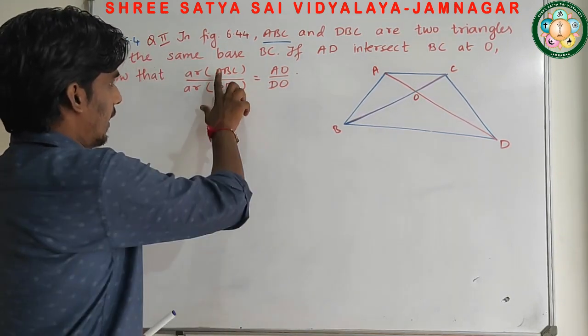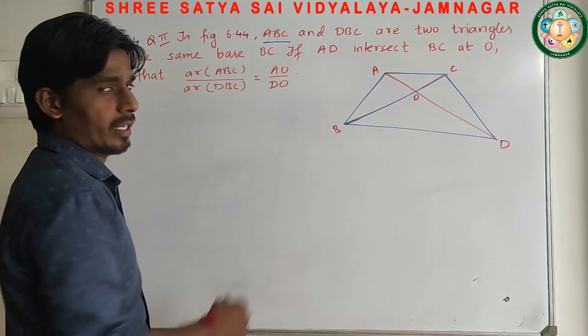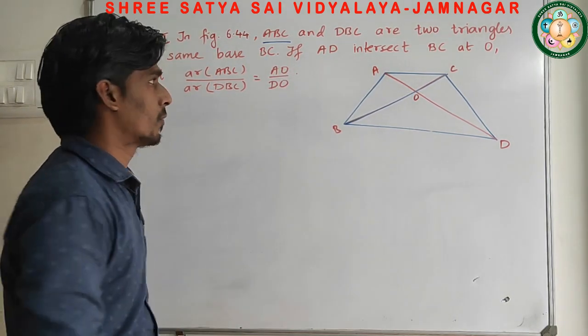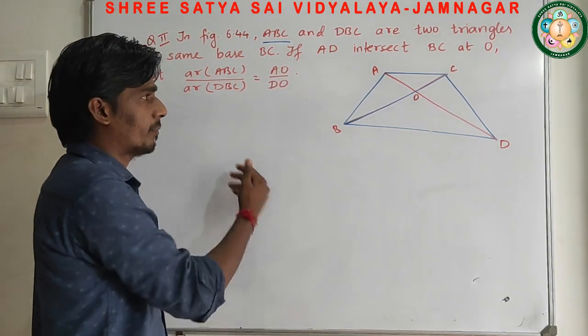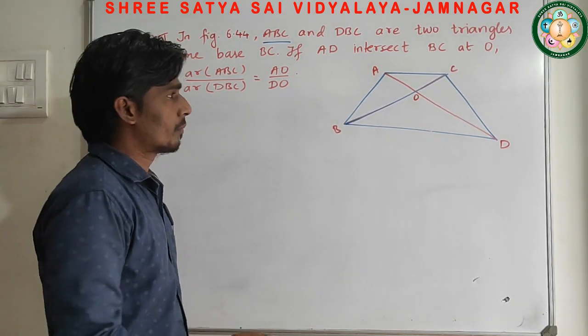Now here the area formula is given as ratios of areas, but here the square is not there. To apply the formula of area, we should have some altitude and base.